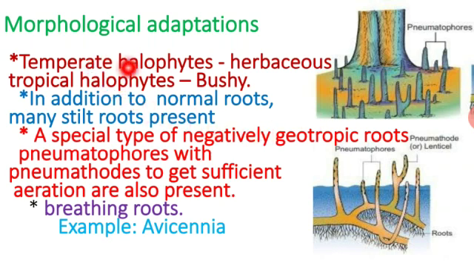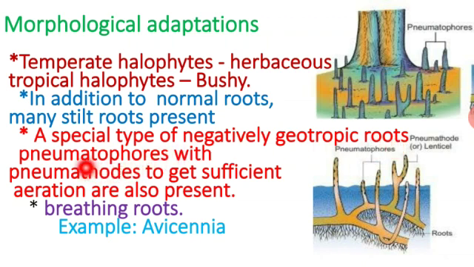There are two types of halophytes: temperate halophytes and tropical halophytic plants. Temperate halophytes are easily breakable, herbaceous plants, and tropical halophytes are bushy plants. In addition to the central normal root, they have special roots also. These are negatively geotropic roots. Already we know that roots are always positively geotropic, growing towards the soil. But halophytes have a specific character: the roots grow away from the soil, so they are negatively geotropic.